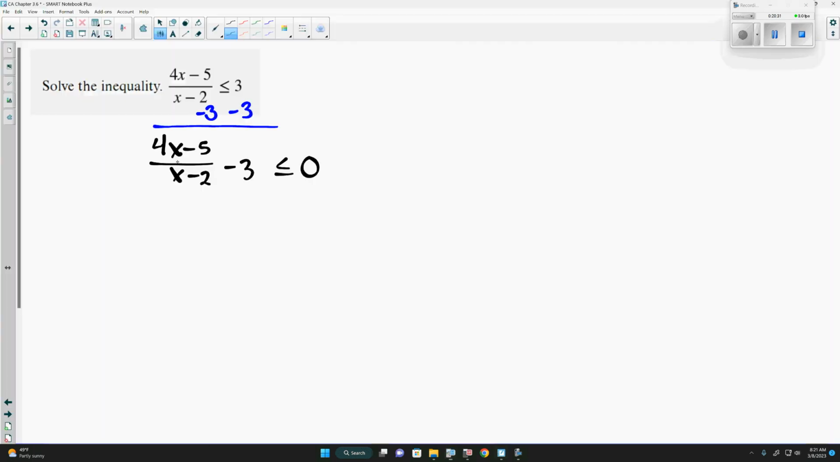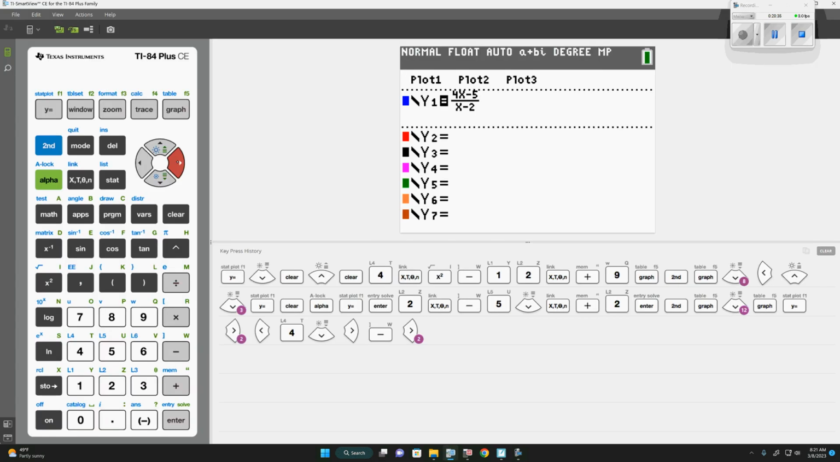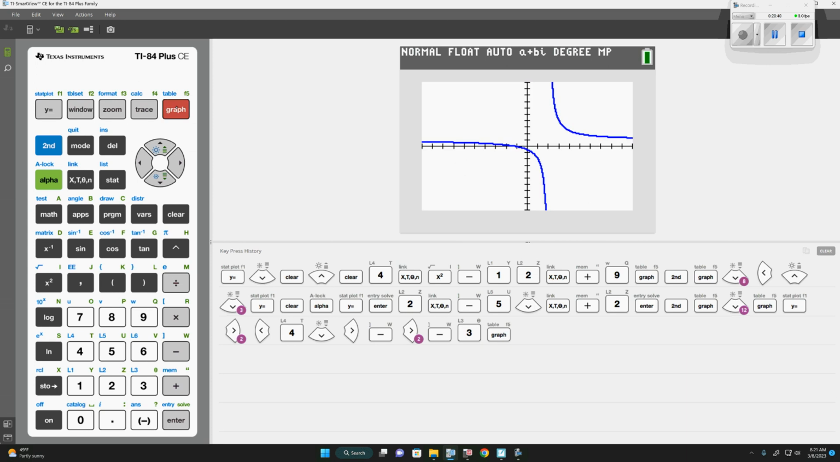I believe we have (4x - 5)/(x - 2) - 3. Now, for this one here, we can start off by graphing it. So we have this graph here, and we're trying to see where it's less than 0. For the most part, most of this graph is above the x-axis. It's greater than 0.